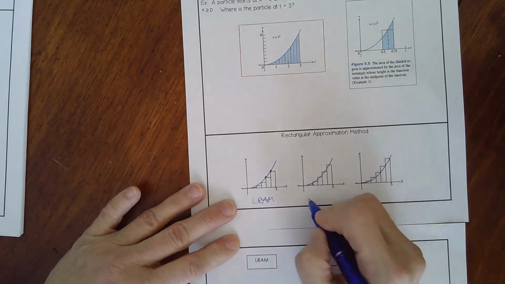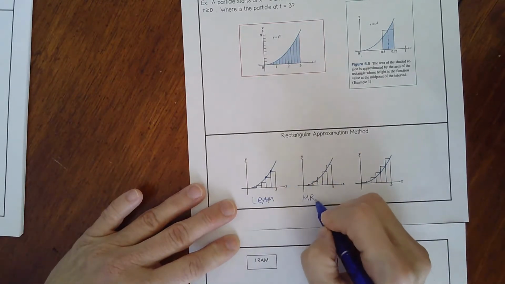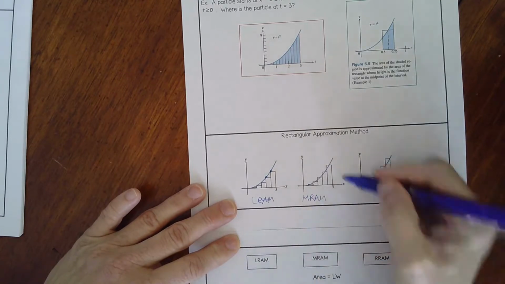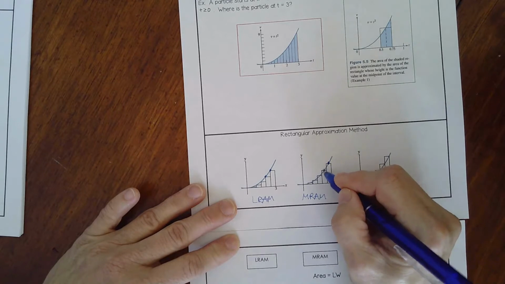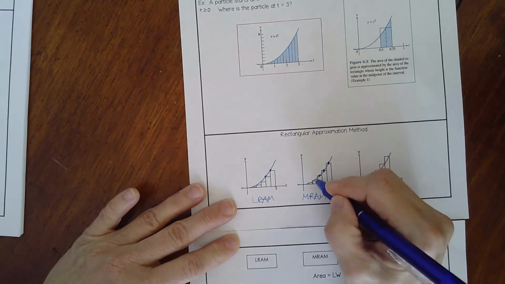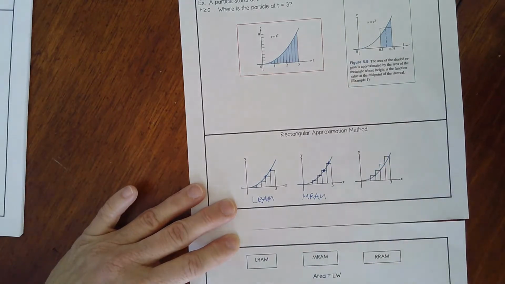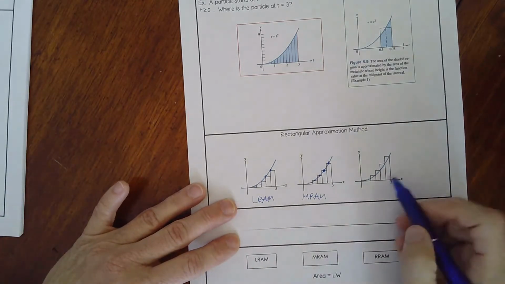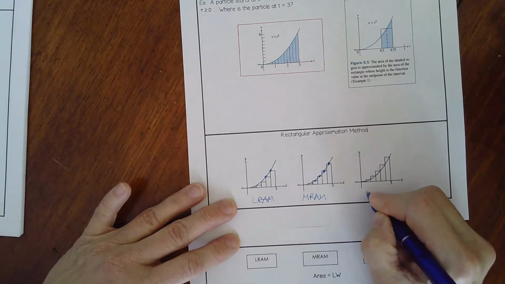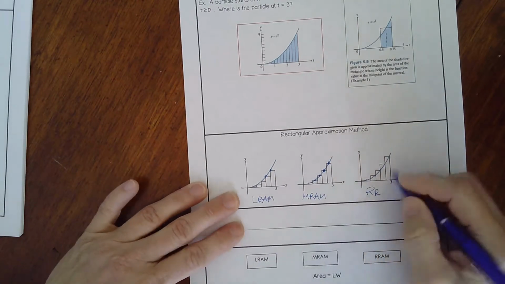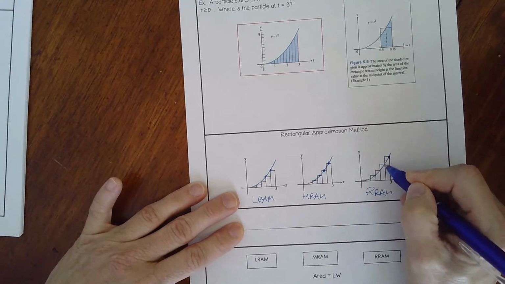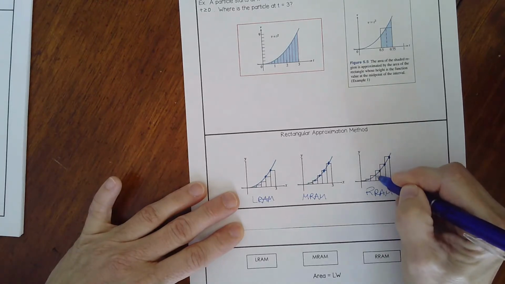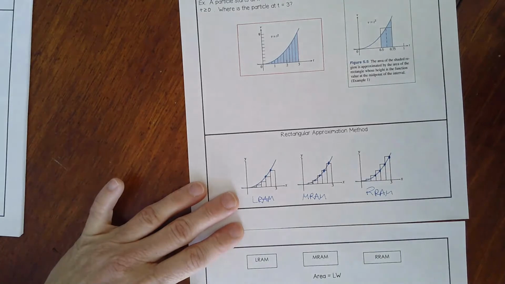We can use the midpoint, or the MRAM, which, if you notice, the rectangle is intersecting the graph in the middle of the rectangle. And then we have the right RAM, or right rectangular approximation method, and you'll notice that the rectangles are intersecting at the rightmost point on the rectangle.